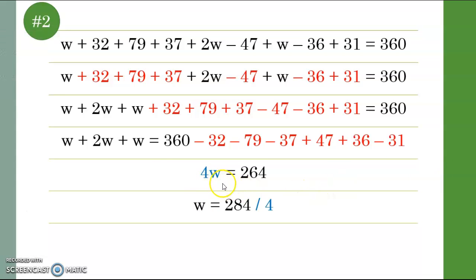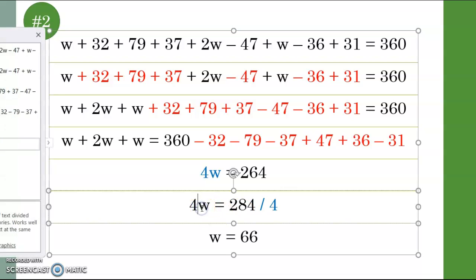Okay, so we're going to divide both sides by 4. We've got 4 being multiplied times W. The inverse of multiplication is division. When we divide by 4 on the left, 4W divided by 4 equals W. It equals 1W, which we're going to just write as W. On the right, we've got 264 divided by 4. That's your calculator work, okay? And then on the next line, we'll fix this again.